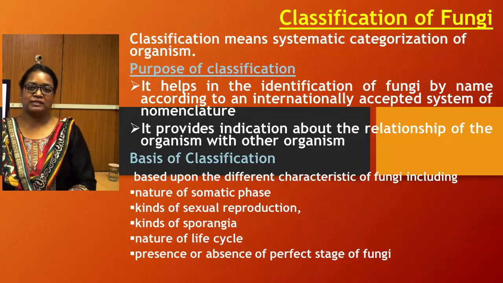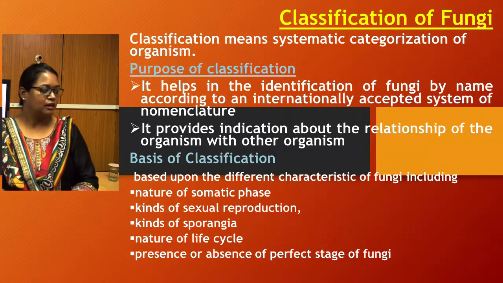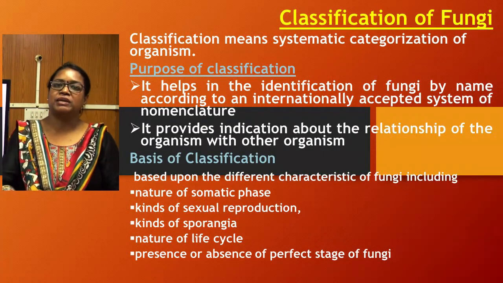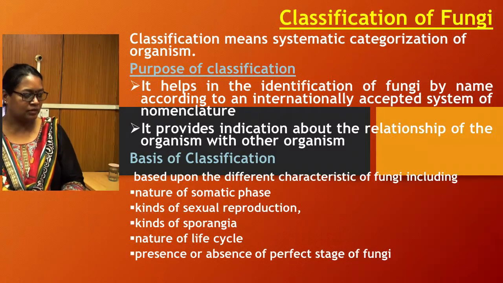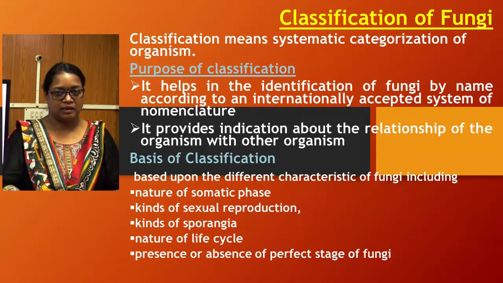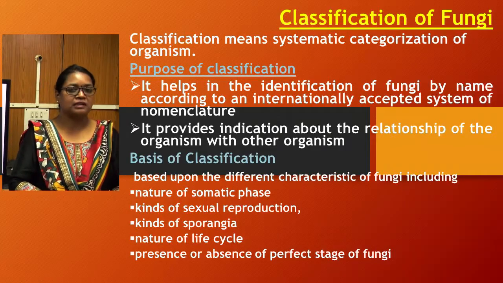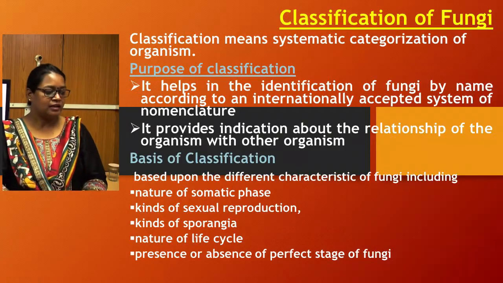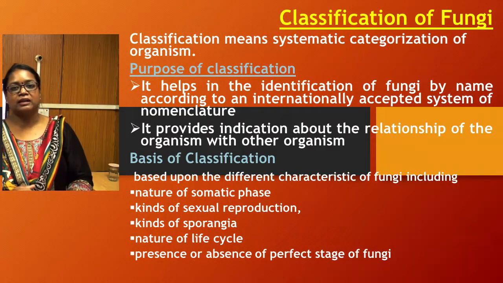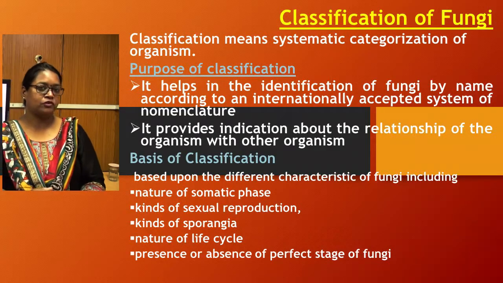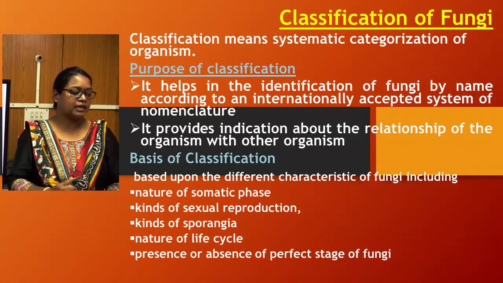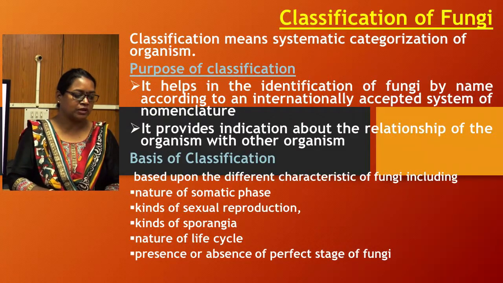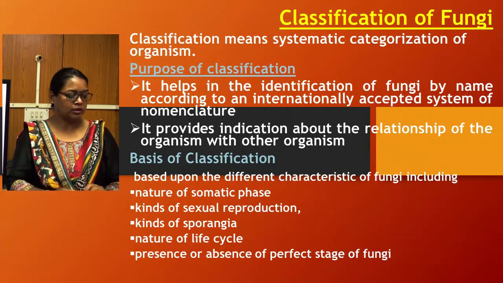Now, what is the meaning of classification? Classification is mainly systematic categorization of organisms, and a question is why we need classification. The main purpose of classification is identification of fungi by name according to an internationally accepted system of nomenclature. The classification also provides indication about the relationship of an organism with other organisms.